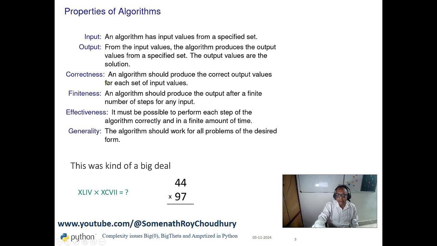Any algorithm has characteristics. Input I have discussed. The characteristics mean it should be correct for all possible different types of input, finiteness, effectiveness and generality.